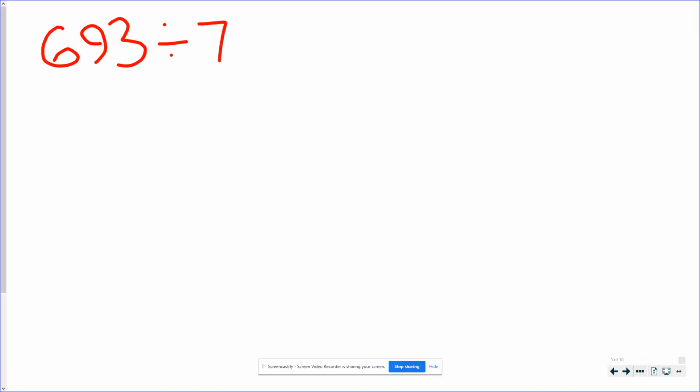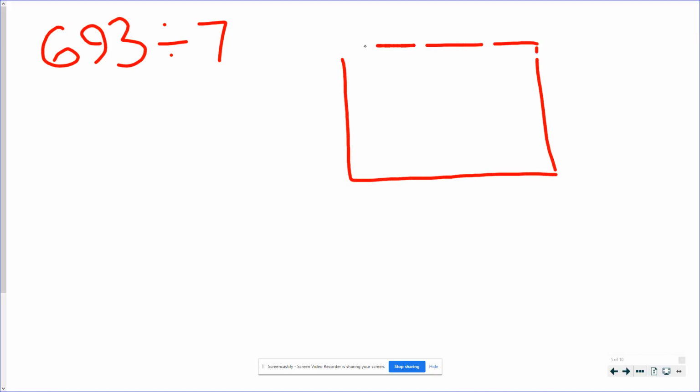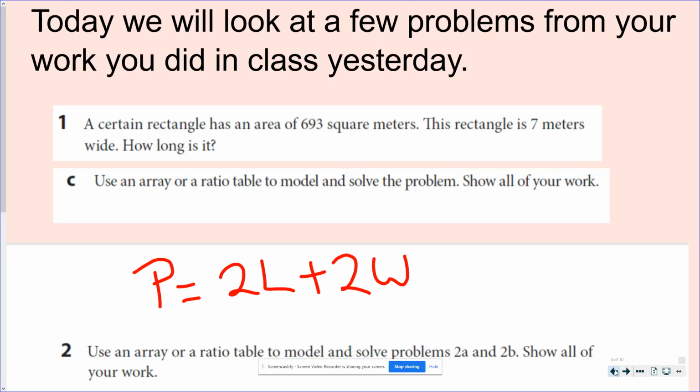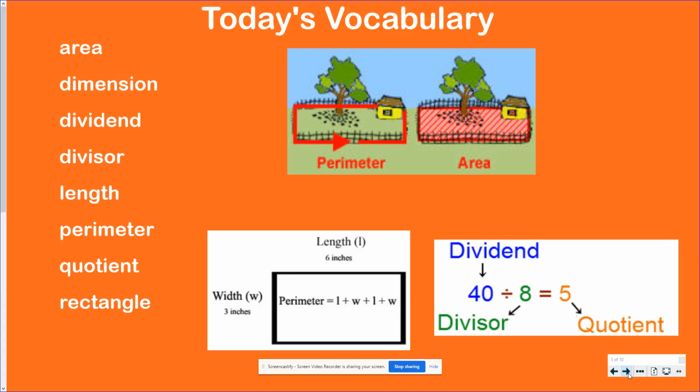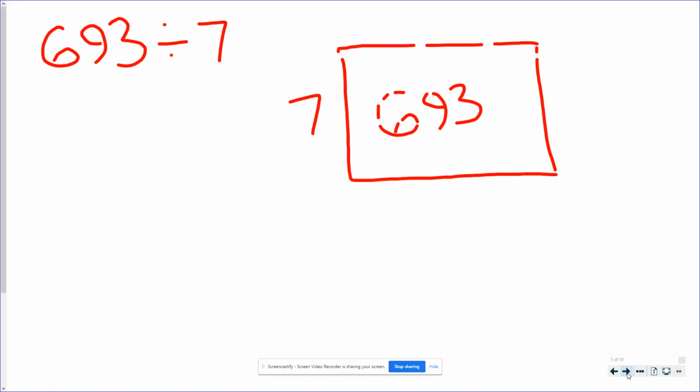We are going to look at the ratio table to help us. I just want you guys to draw a visual, though, to help you understand exactly what we're doing on this problem. We have one dimension that's 7, and the area is 693. And I apologize to you. My stylus sometimes is skipping across the screen. Hopefully, we can get that taken care of. The problem said that these are in meters. So that's what we will go with, 7 meters.